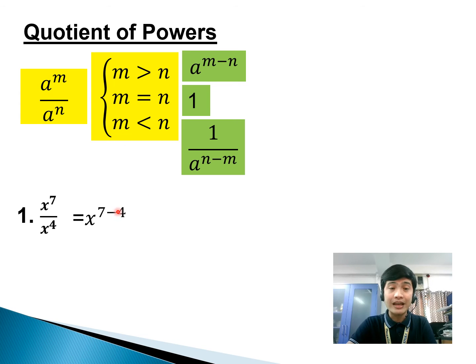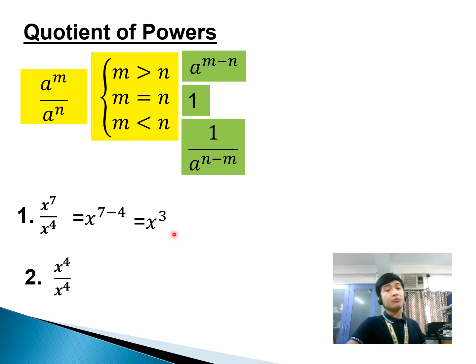Ia-apply lang natin ito, and then we get the difference of their exponent. As a result, you have x raised to 3 as their quotient. So, ito po ay nag-fall doon sa ating unang case, kasi mas malaki ang exponent of the numerator, the expression in the numerator is bigger than the exponent of the expression in the denominator. In that case, we just copy the base and we get the difference of the exponent, and we have this as the quotient. So that is our first example.